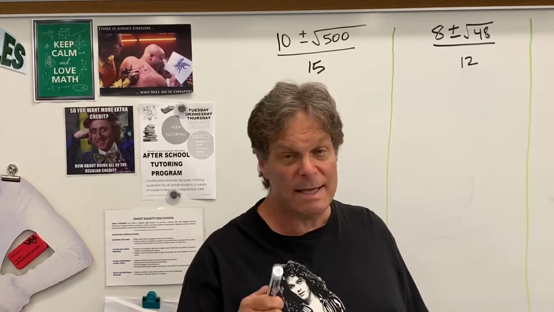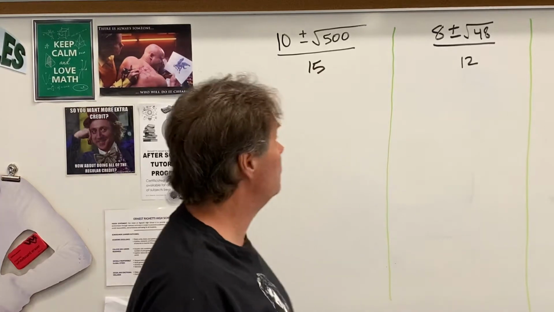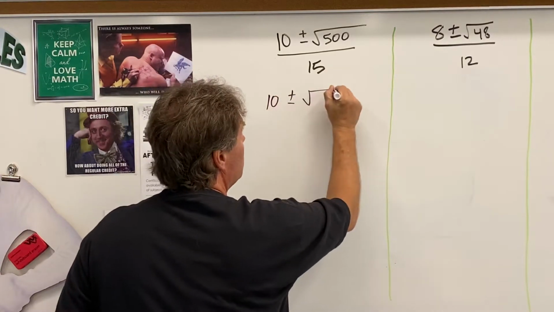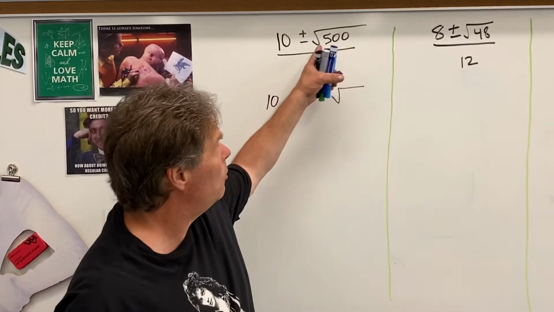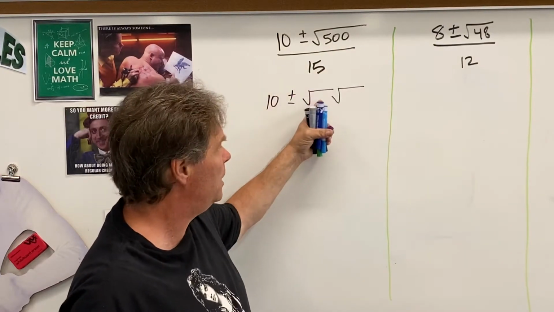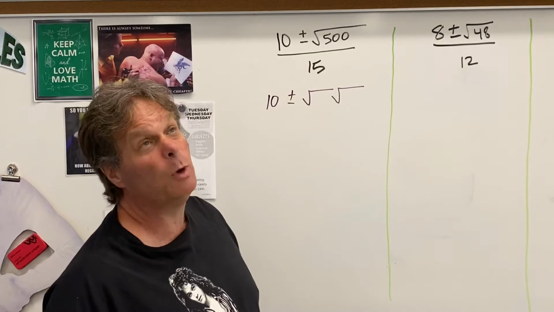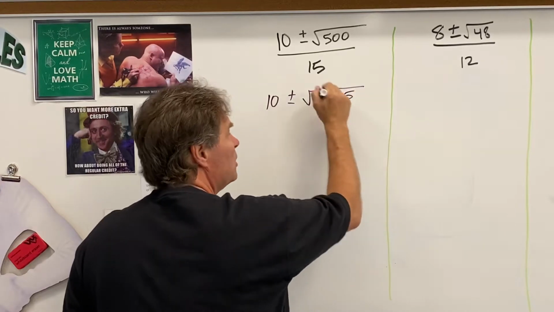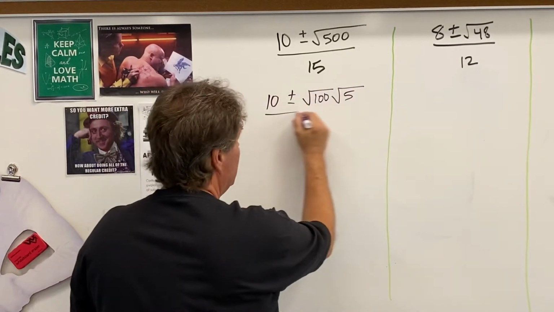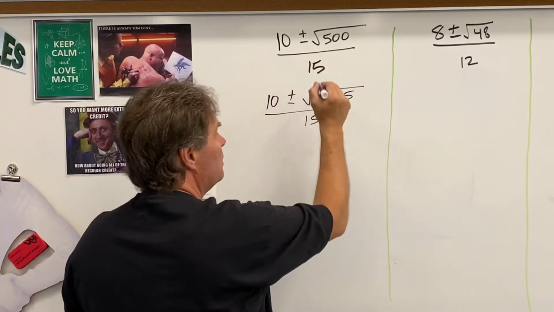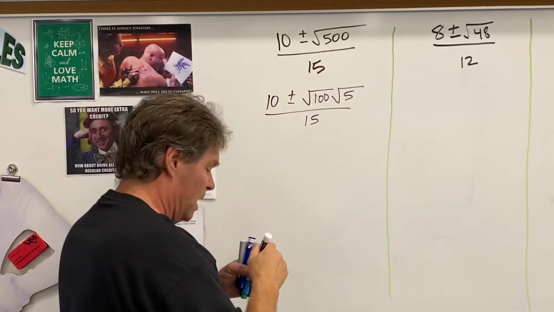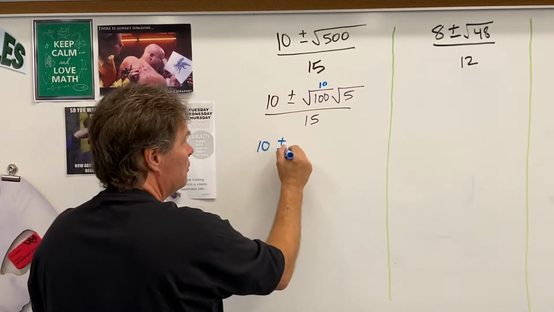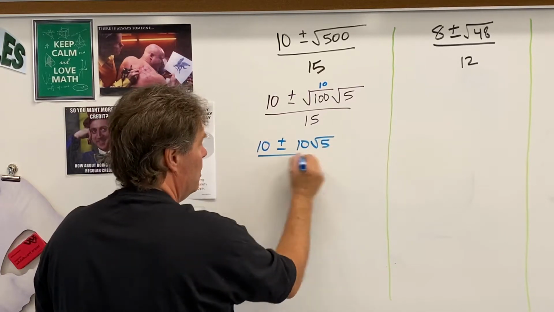Now, if you remember, not too long ago we just did some simplifying of roots. You're going to go like this, 10 plus or minus square root pretty, square root ugly. Remember that? Square root pretty, square root ugly. What's pretty about 500? What's the pretty perfect square number? It would be 100, right? What's ugly? 5. You take the biggest perfect square number that you can, over 15. So all I did from this step to this step is call this square root of 100 times square root of 5. And remember, square root of 100 is 10. So this becomes 10 plus or minus 10 root 5 over 15.